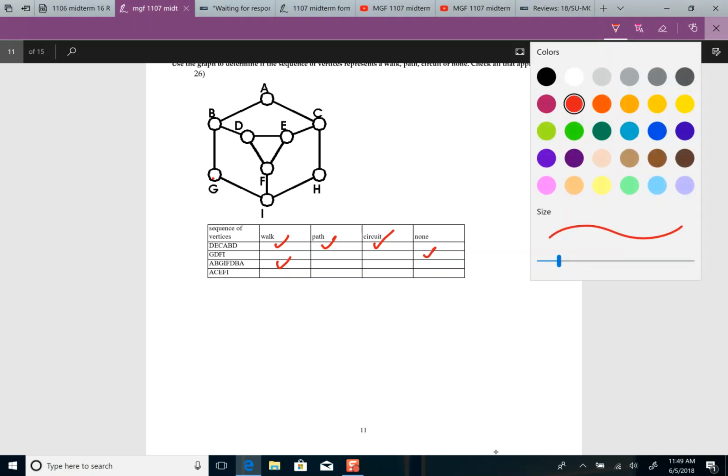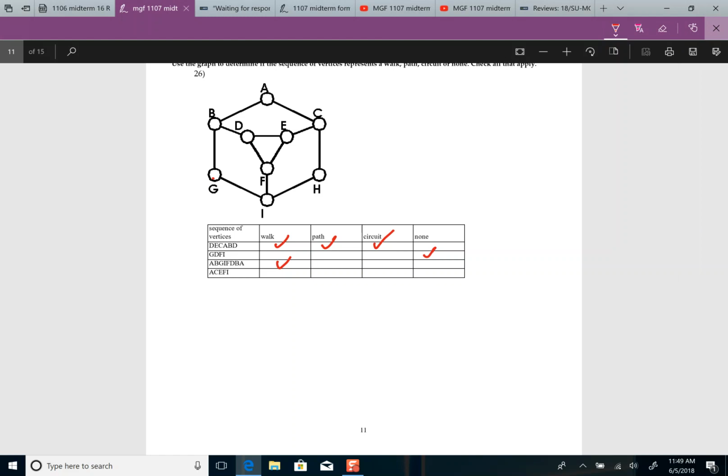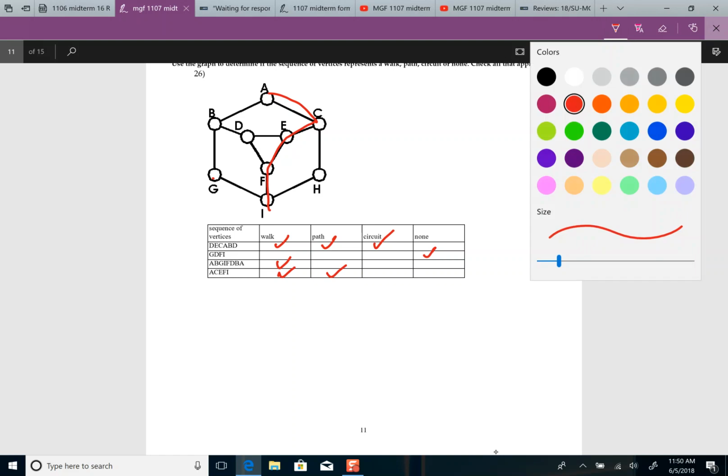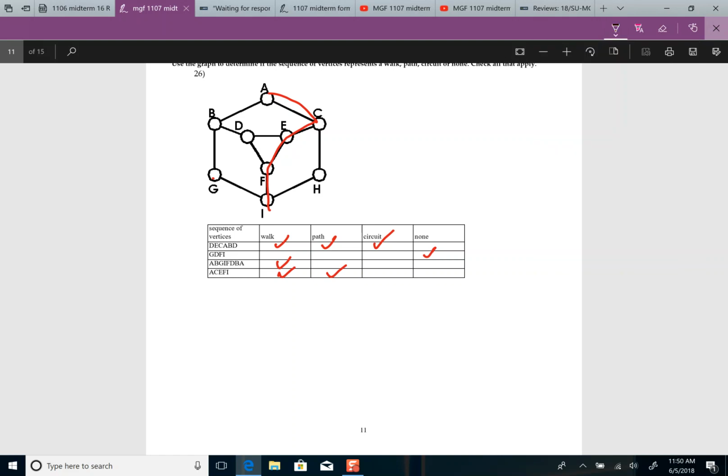Alright, and then the last one says A to C. So here's A to C, to E, to F, to I. Alright, so definitely that one's a walk. They're all connected. It's a path because I didn't repeat. And that's it. It's not a circuit because I didn't go back to where I started. Well, let's go back to black for my marker.